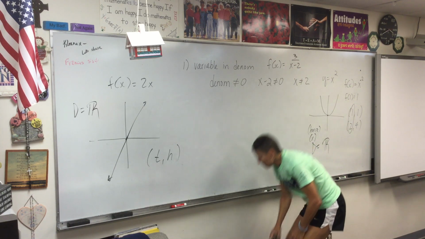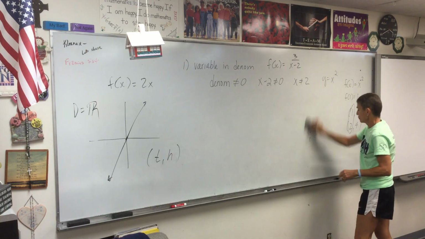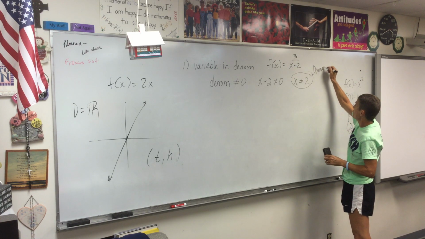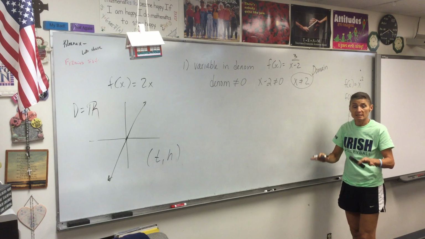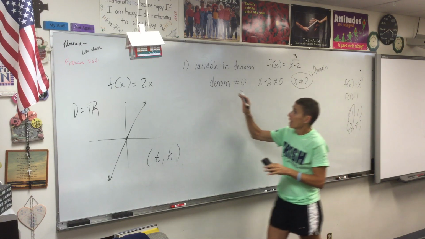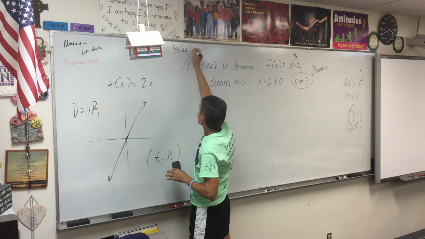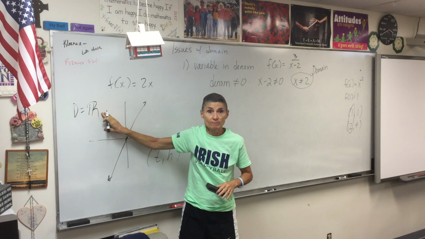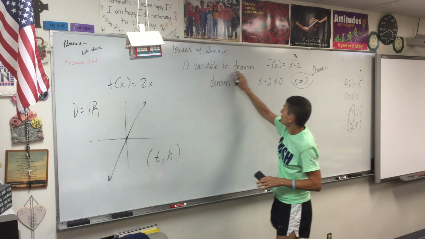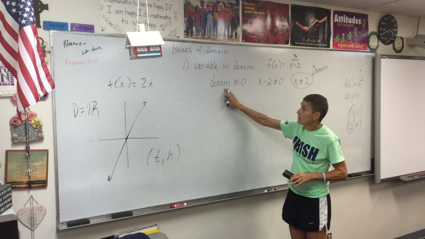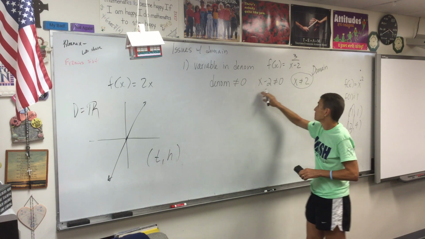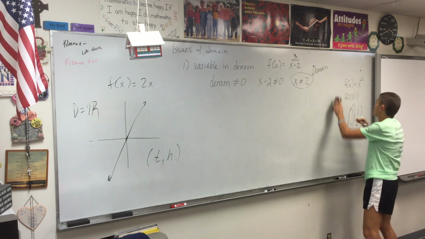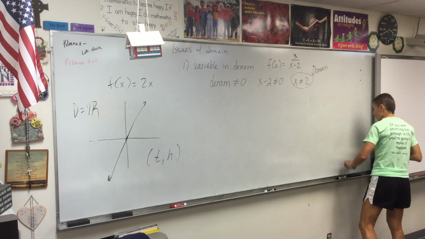Now, if this were a quiz question or something, for the domain, this is my domain. I'm finding domain here. Right now, I'm discussing potential issues with domain. Most of the time, it's all real numbers. But if you have a variable in the denominator, you must remember your denominator can't be 0. Therefore, for this particular problem, x can't be 2. So your domain is every number except 2.